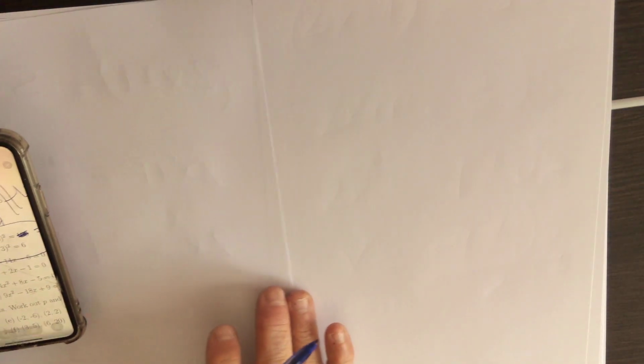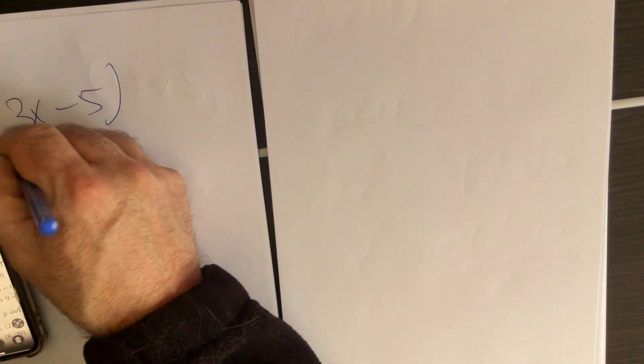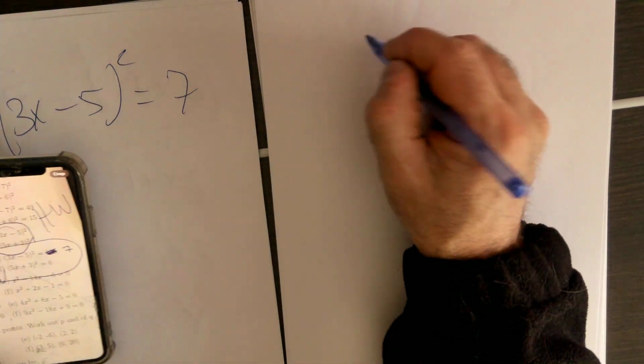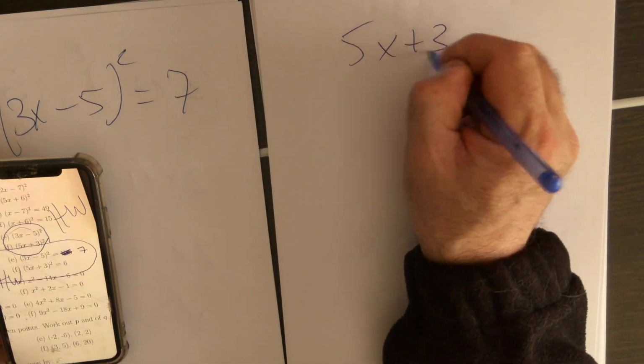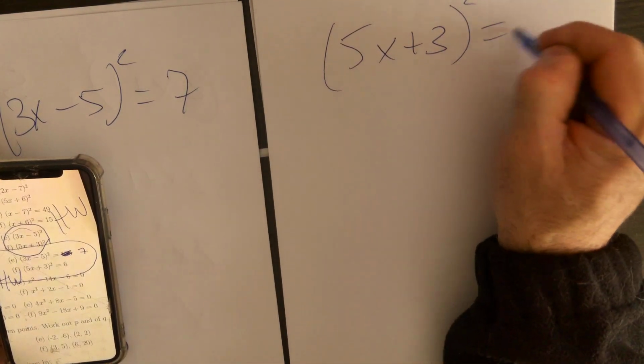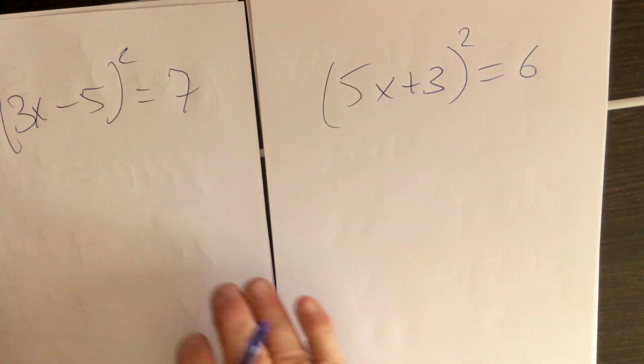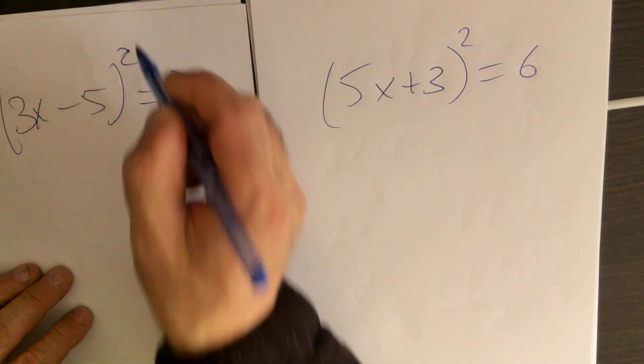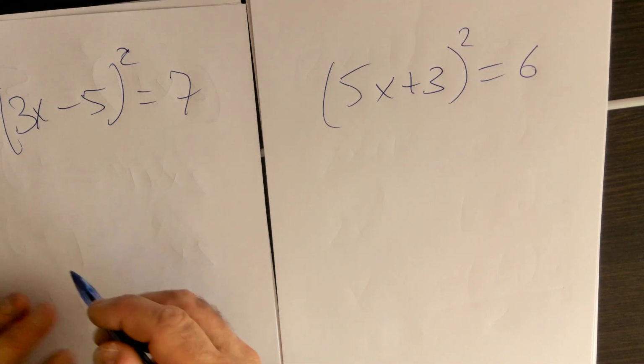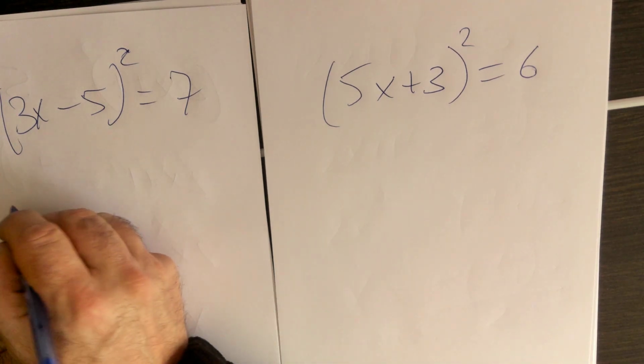Two to go and we're done. I said we'll go with 3x minus 5 to be squared equals, what did I say, 7. And over here we're going to do 5x plus 3 to be squared equals 6. I probably don't need to be doing these for you at this point because if you're able to do the rest, you're able to do these, but I give you plenty for practice.